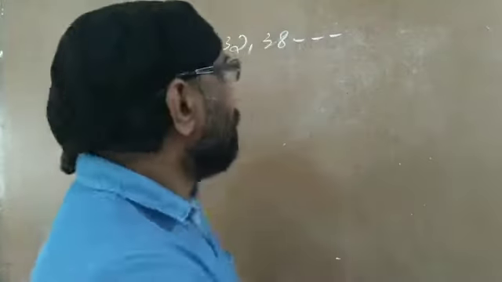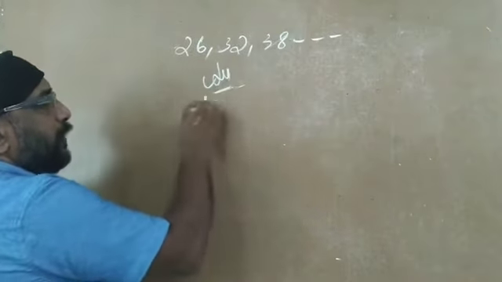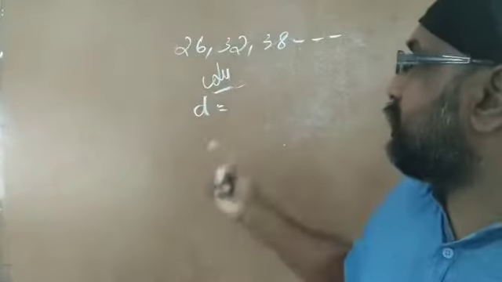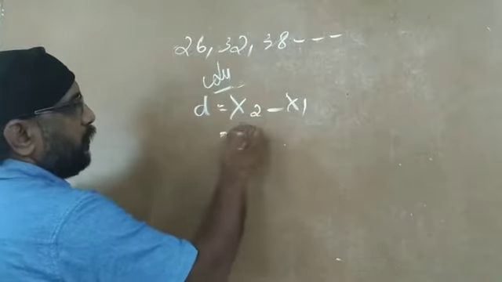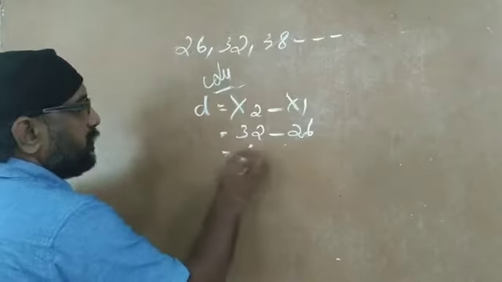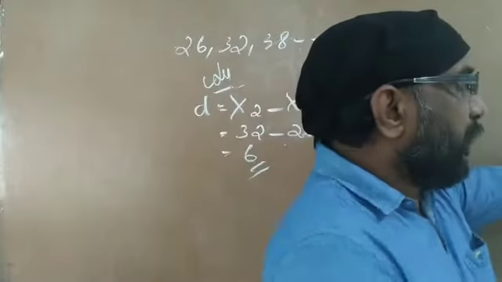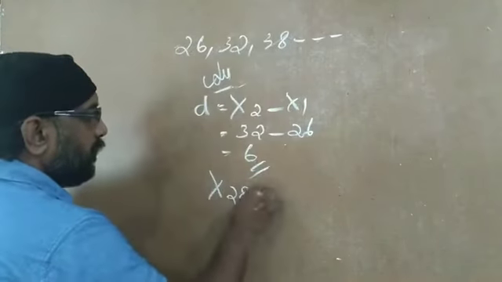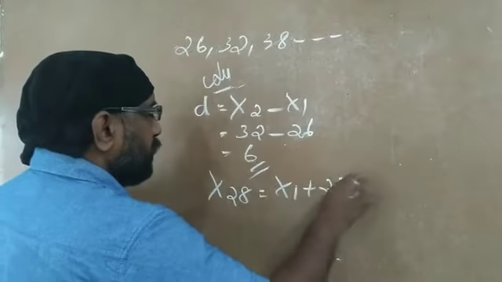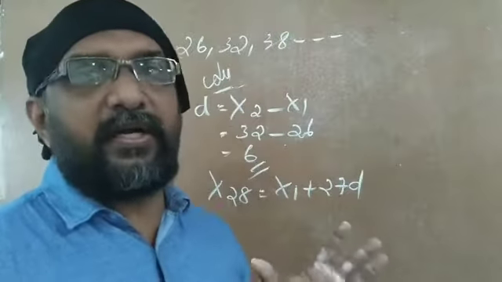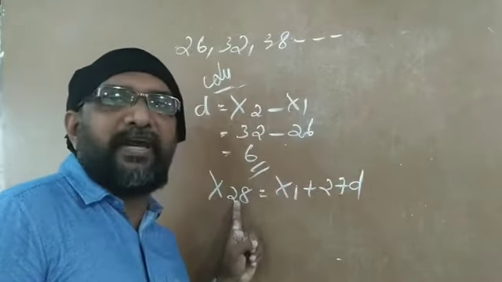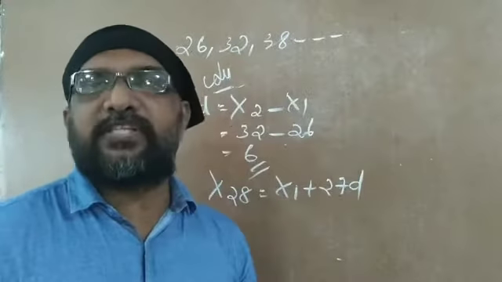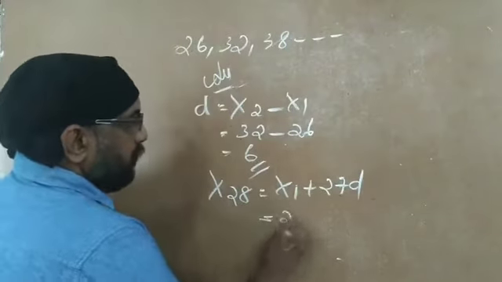So let's do the answer. Give the title answer. Find out d first. How will you find out common difference? d is equal to x2 minus x1, is equal to 32 minus 26, is equal to 6. And to find the 28th term, x28 is equal to first term plus 27 times d. This idea must be there in your mind. x28 is equal to first term plus 28 minus 1, 27, x1 plus 27d.